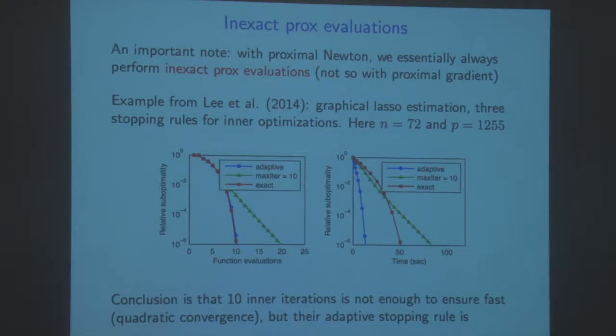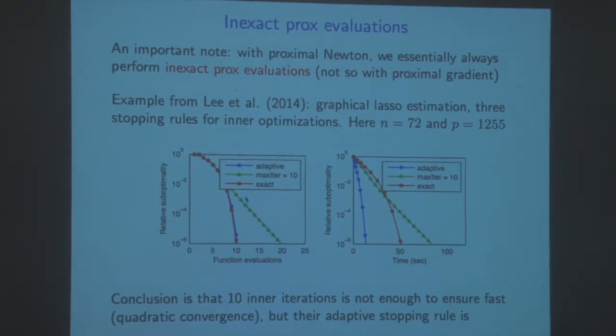So we're almost always faced with the prospect that we're going to have to evaluate the prox inexactly. And fortunately, if you use an accurate algorithm for that inner subproblem, it'll still retain all of the convergence properties of proximal Newton if the prox were exactly evaluated. And here is a nice example to show that just in practice.